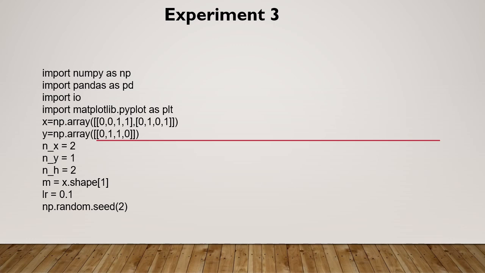The step-by-step code implementation is, in the starting we'll be importing the libraries, which is numpy as np and pandas as pd, and we'll be importing io and importing matplotlib.pyplot as plt for plotting the graphs. For the input data and parameters, we'll be defining the input data x and the corresponding labels y. We'll be setting the network parameters, number of input features nx, number of hidden units nh, number of output units as ny, and the number of training examples as m, and the learning rate as lr.